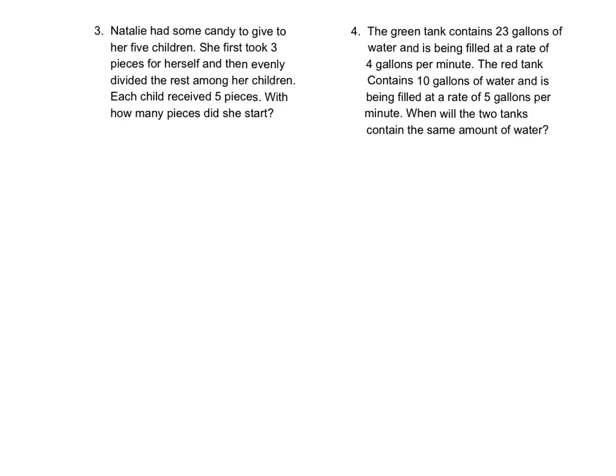Alright, Natalie had some candy to give her 5 children. She first took 3 pieces for herself and then evenly divided the rest among her children. Each child received 5 pieces. How many pieces did she start with? Okay, there's my question. I'm going to use the letter P for pieces of candy.